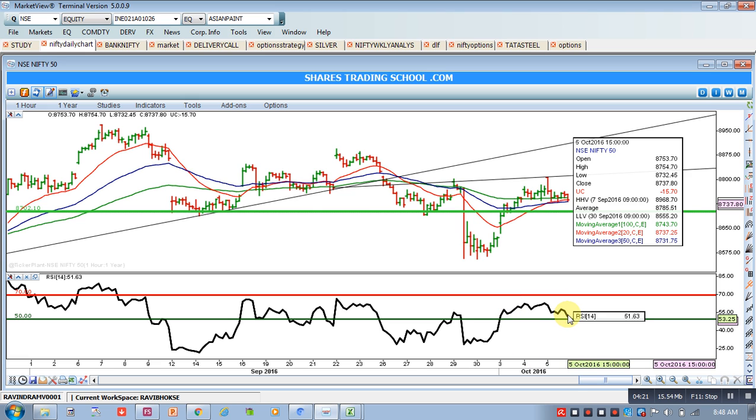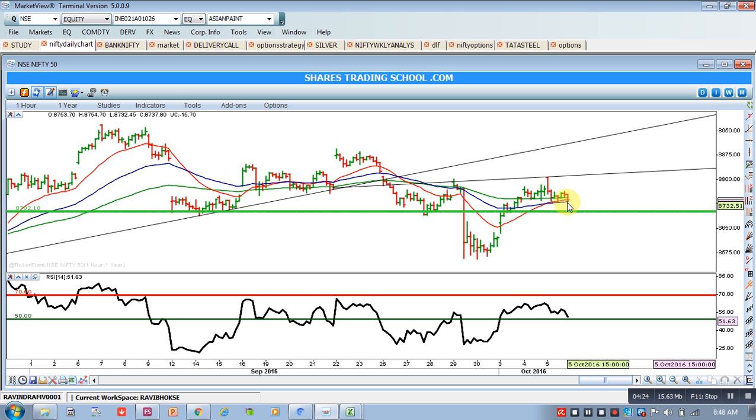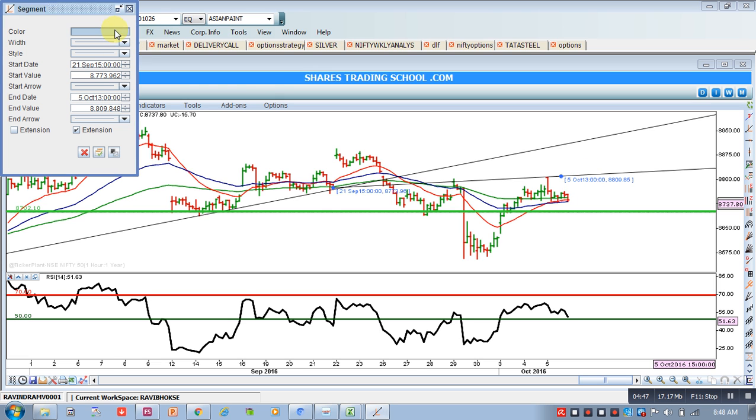Now, as far as support is concerned, you can see this green line which I have plotted, which has acted as a support, which is the 8,700 level. So this 8,700 level will be a strong support level. If Nifty takes support here and then moves further, this line which I have plotted here, I'll just change the color of that line so that we will be able to see it quite comfortably. So I'll make that line blue and I'll make it bold.